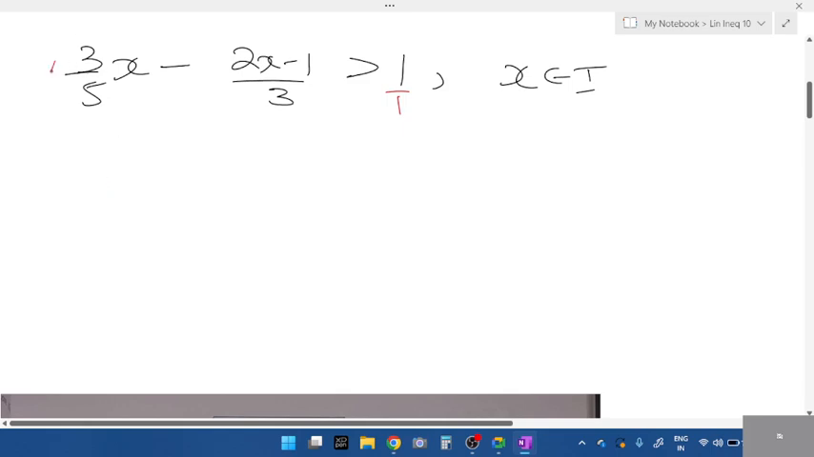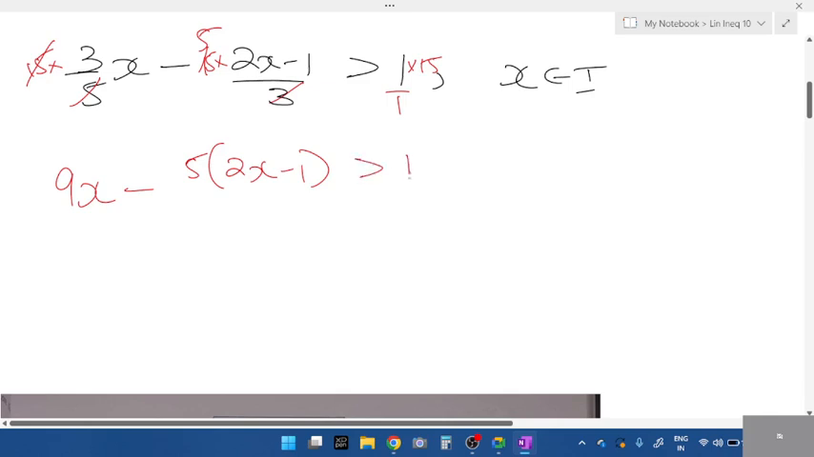15, right? So I'll just multiply by 15, students. Here by 15 and this side by 15. If you cancel, you get 3 3s are 9x minus 5 into 2x minus 1 greater than 15. 9x minus 5 2s are 10x. Minus into minus is plus 5, greater than 15. Next. Correct. 5 is okay.